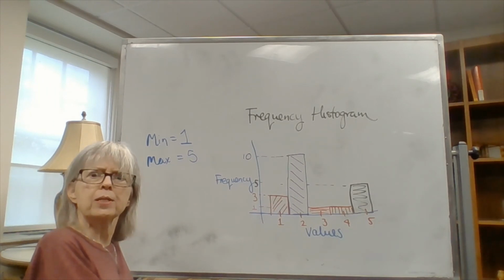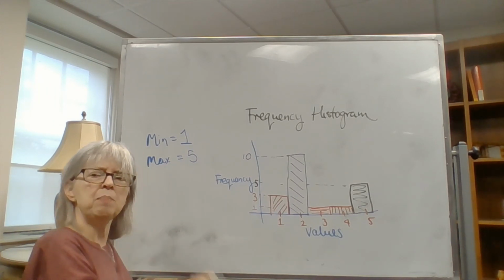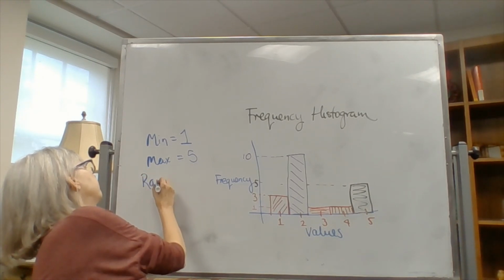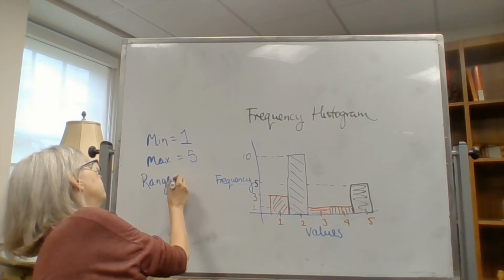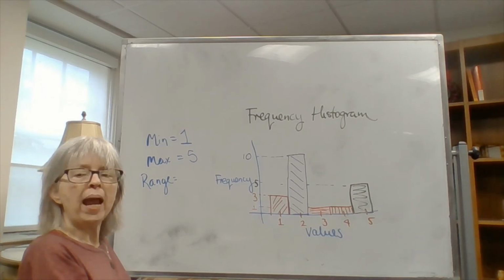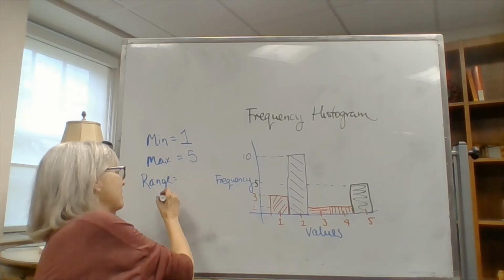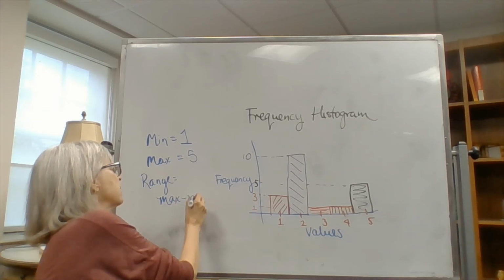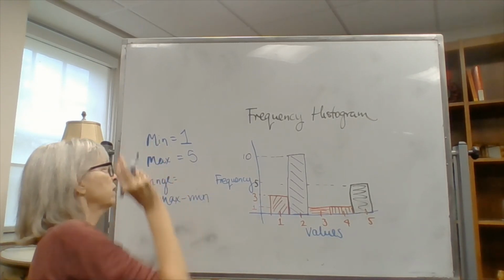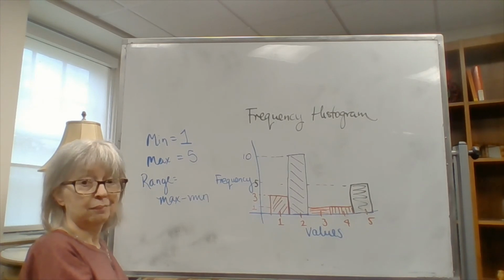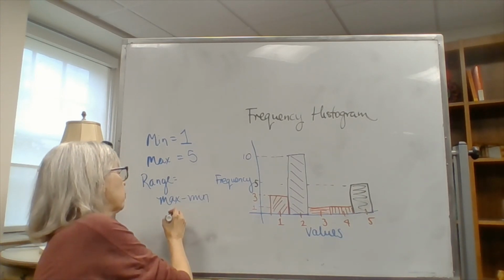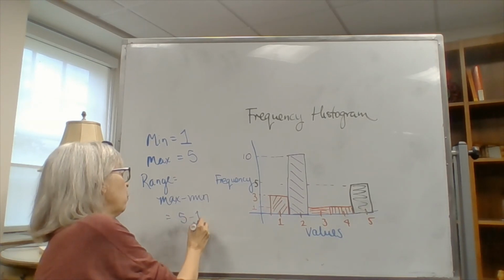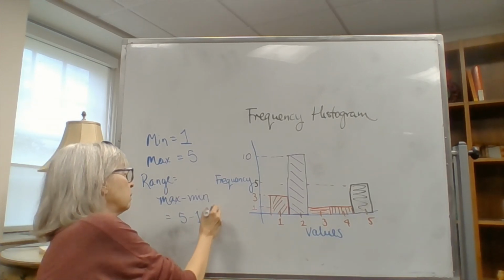Oh, you know what? There's another statistic that I can get that I haven't mentioned yet. Something called range. The range of a data set is nothing but the maximum value minus the minimum value. So the range here is 5 minus 1, which is 4.